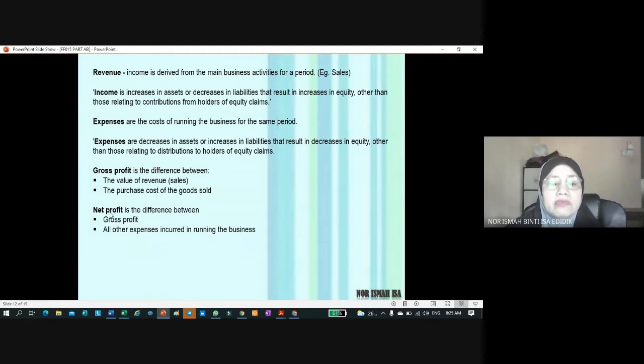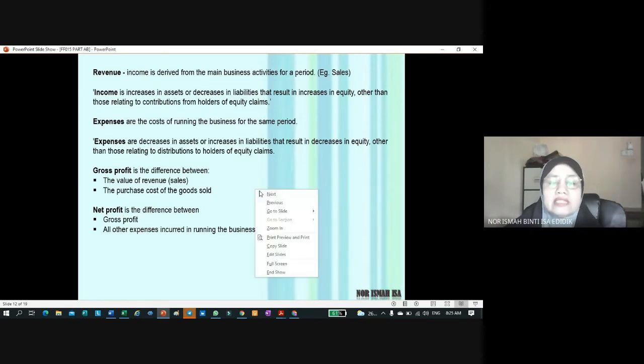As for net profit, from the gross profit tadi, because the company has to pay other expenses in order to run their business, as they need to pay for the gas, for electric, for the workers. So these expenses have been deducted from the gross profit. As a result of that, the company will get a net profit.